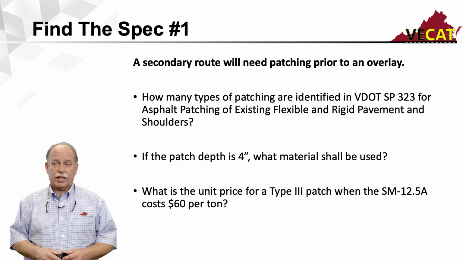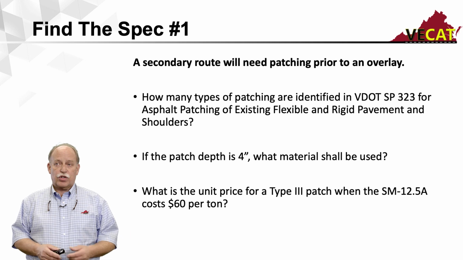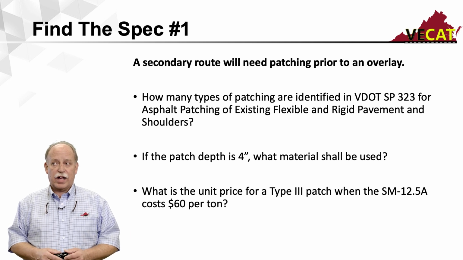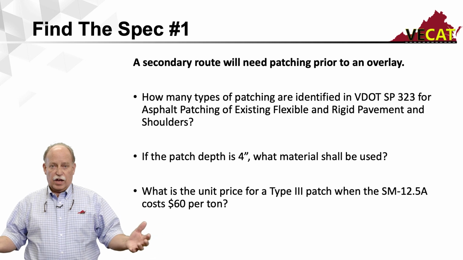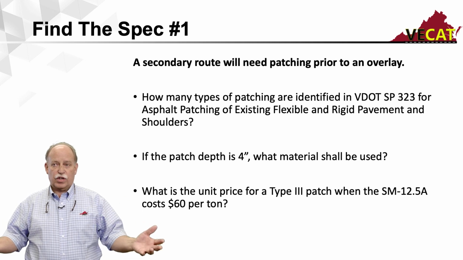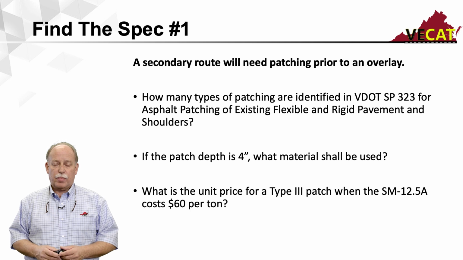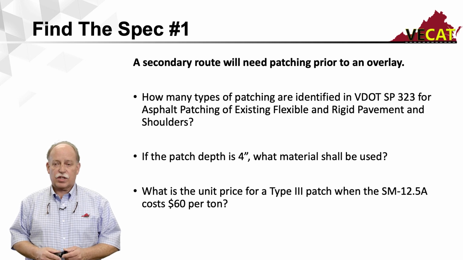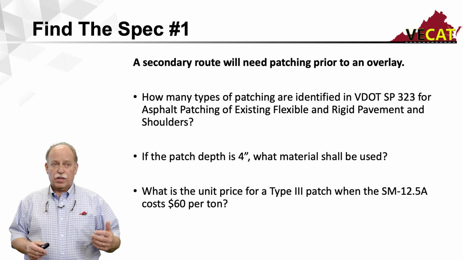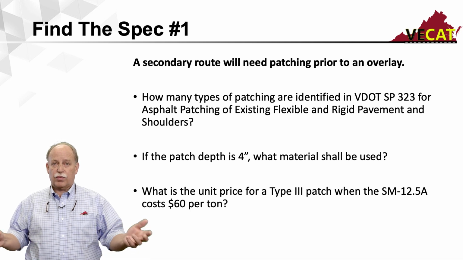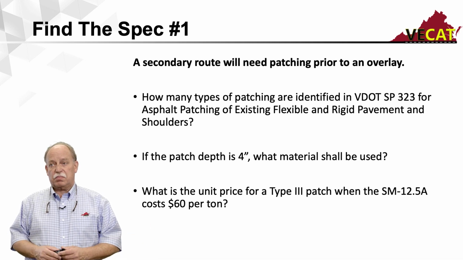Again, referencing back to that hierarchy. So our first question was, a secondary route will need patching prior to an overlay, and it's a standard route. The first thing you're looking for is how many types of patching are identified in the VDOT special provision for 323 for asphalt shoulders, patching existing flexible and rigid pavement and shoulders. So that's the first question.